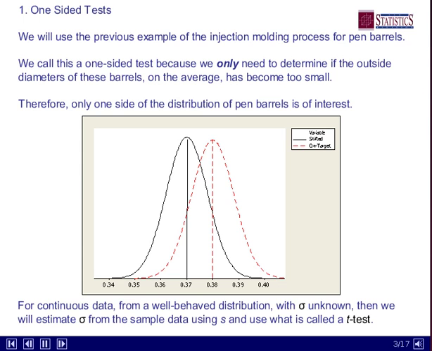So for continuous data from a well-behaved distribution with an unknown value of sigma, we would estimate sigma from sample data using S, the standard deviation from the sample, and for these types of situations we use what's called a t-test, and in particular a one-sample t-test.